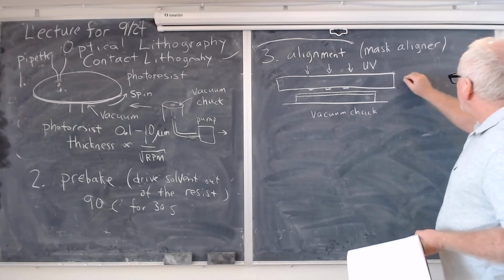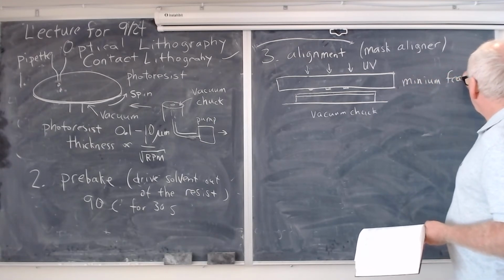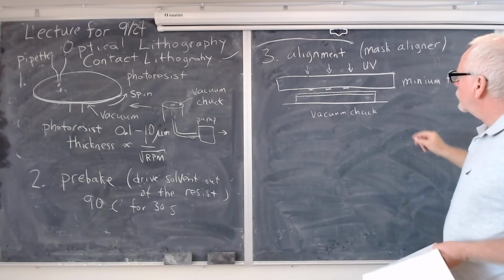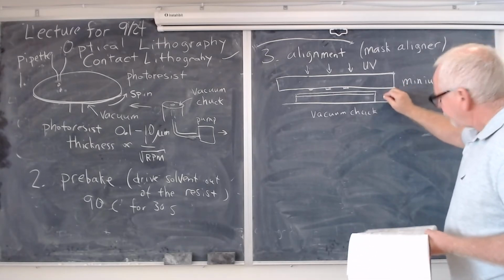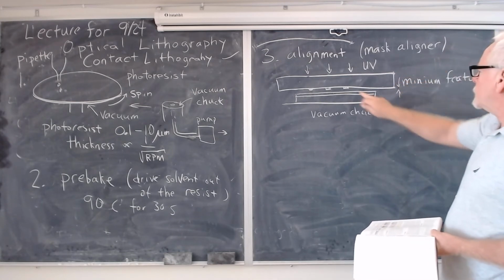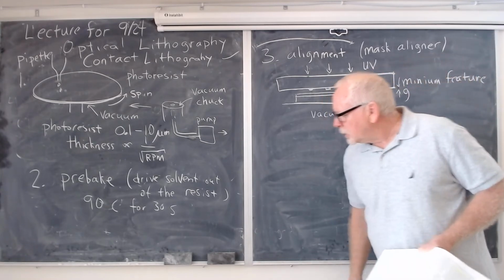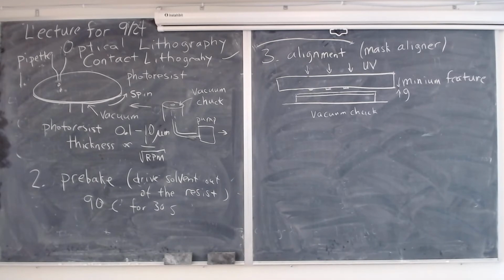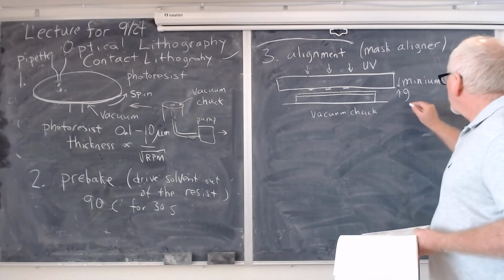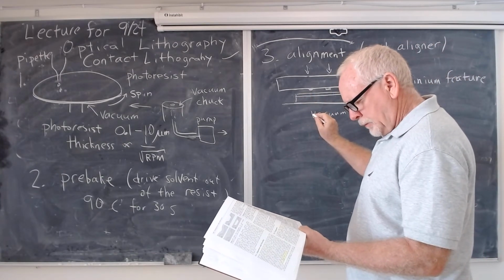So the minimum feature, okay, let me get it right. I should have made some room. The separation between the photomask and the wafer is G, and that's the equation. Just a second, I gotta get a piece of chalk. And the resist thickness, he uses D, yes.